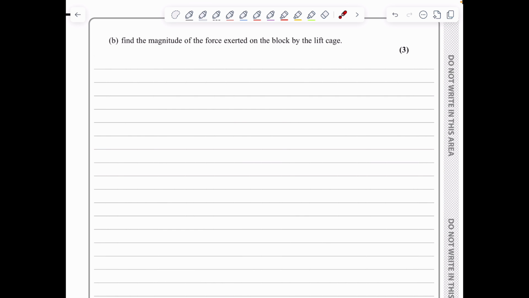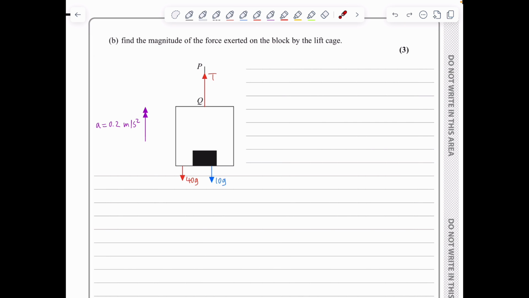Now in part B, we need to find the magnitude of the force exerted on the block by the lift cage. So looking at the diagram once more and concentrating on the block here, the block is feeling its weight and it's also feeling a force through the contact between the block and the lift cage. So I will call this R, and similarly the lift cage is feeling the same force but in the opposite direction. So we've got an R pointing downwards. So the forces I'm writing out in blue here are acting on the block, and the forces that I'm identifying with red are acting on the lift.